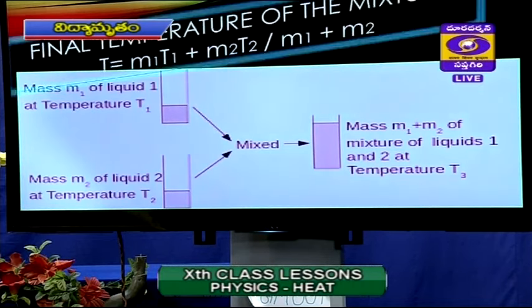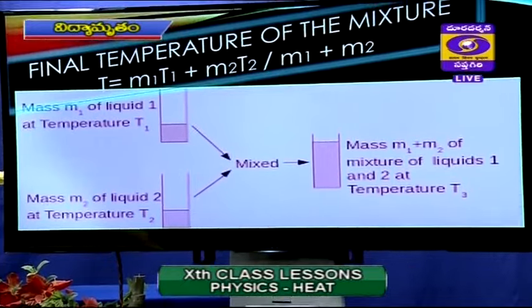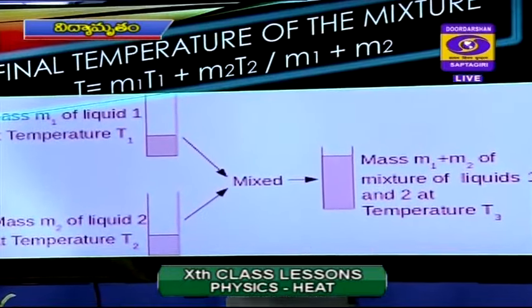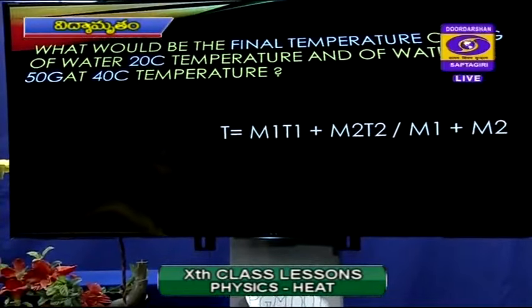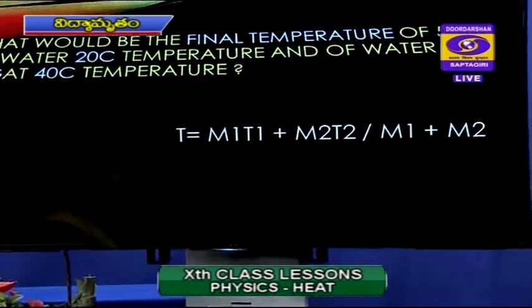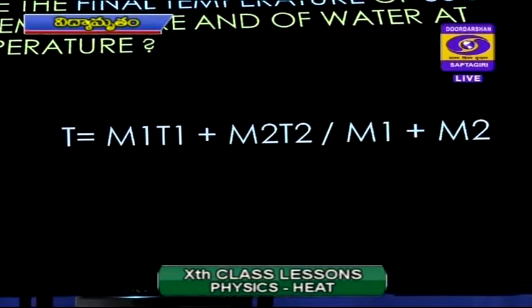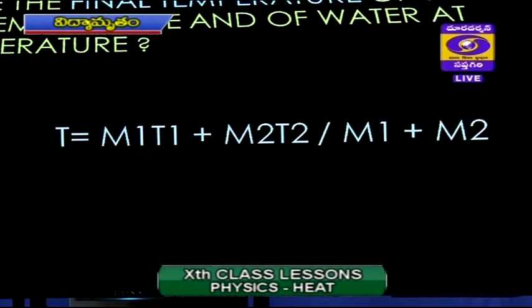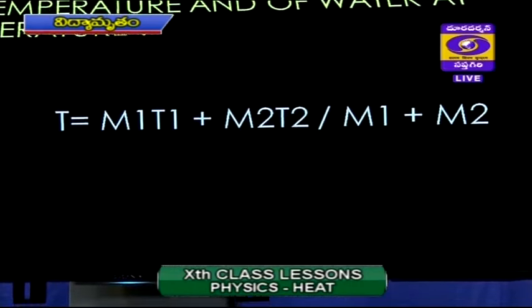Now, for determination of that, we can use the formula: final temperature of the mixture, that means T, is equal to (m1 T1 plus m2 T2) by (m1 plus m2). In the examination, they will ask you what would be the final temperature of 50 grams of water at 20 degrees centigrade and 50 grams of water at 40 degrees centigrade. Then which formula do we have to use?